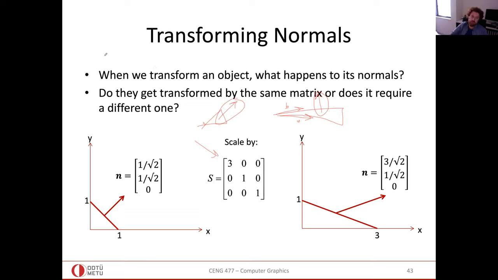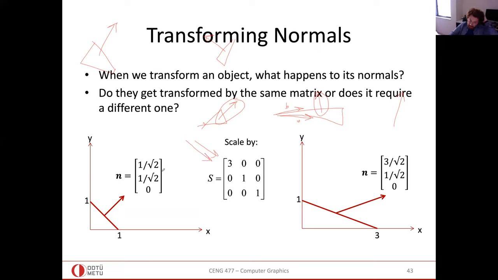So let's assume that you have this normal and you will translate your triangle to somewhere here. Then you can just do that translation and this is your new normal, right? It is just at a different location. Or if this is a triangle like this, and you rotate it like this, like 90 degrees, then you can also apply that 90 degree rotation to this normal. So see, this is perpendicular to this one. Then you are done. But with scaling, there's a problem that I demonstrate here.